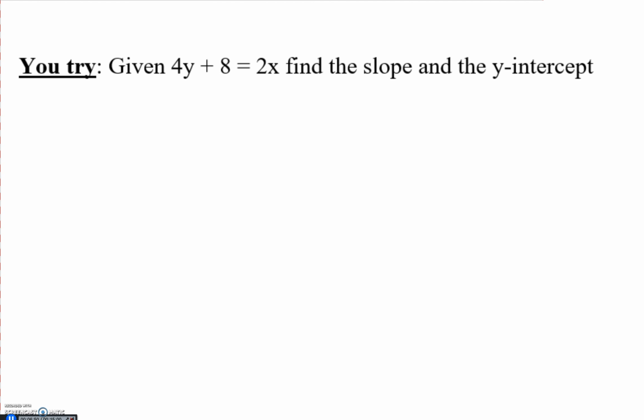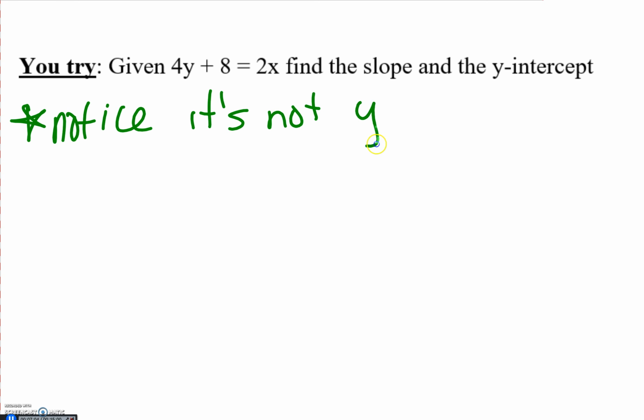So now I want you to try this one. Given 4y plus 8 equals 2x, find the slope and the y-intercept. You should notice it's not in y equals mx plus b form. So before we go over it, I want you to convert it into y equals mx plus b form, and then determine what your slope and your y-intercept is.